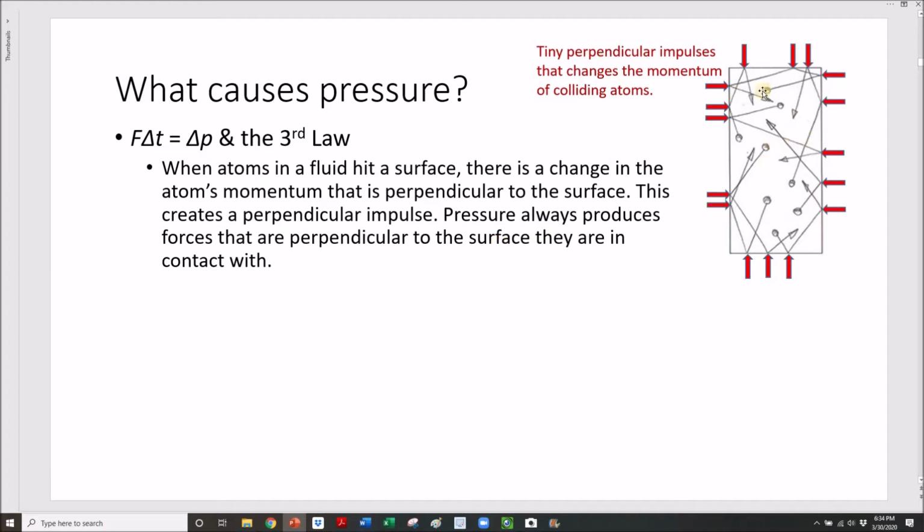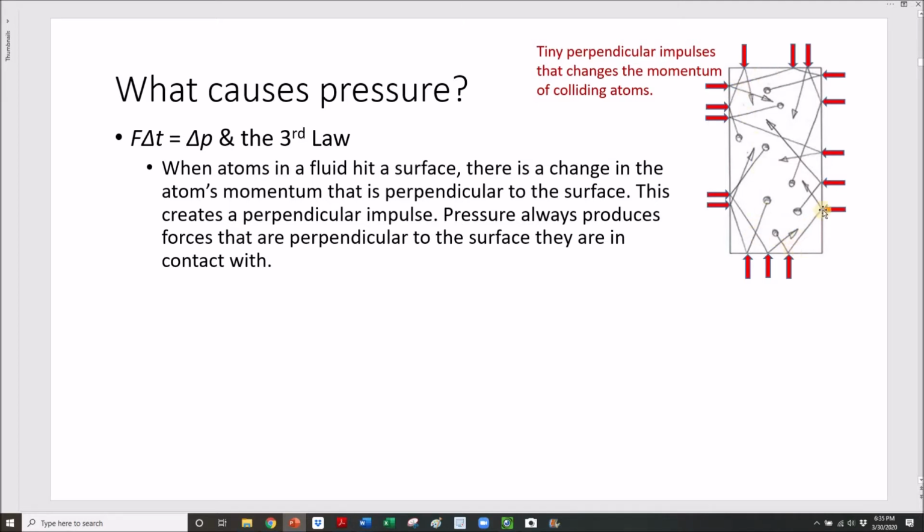Okay, so everything's made up of molecules or atoms. These tiny atoms and molecules are moving around at high speed, and they're confined, in my picture, in a rectangular container. Every time one hits the surface, it changes momentum. There's a tiny collision with every atom, and that produces a tiny impulse, which is necessary to change the momentum of the gas particle or liquid. It doesn't matter.